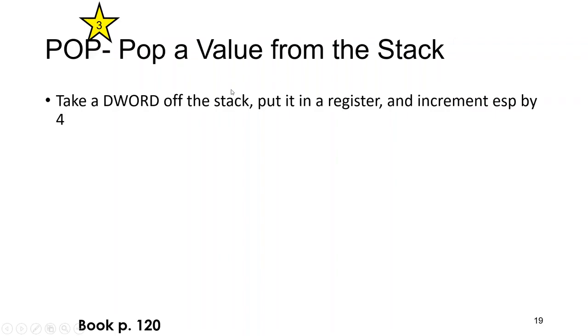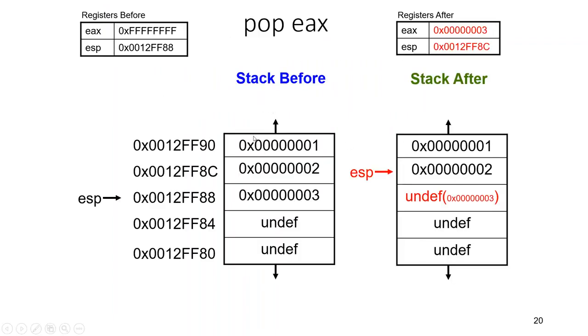Pop value. The other operation performed on the stack, other than push, is pop. Pop just takes the value and puts it in the register you specify. So I have this stack before, with 3 elements: 1, 2, 3. ESP points to this address. So when I say pop EAX, pop takes the top value and puts it in whatever register I specify. EAX takes the top value, which is 03.